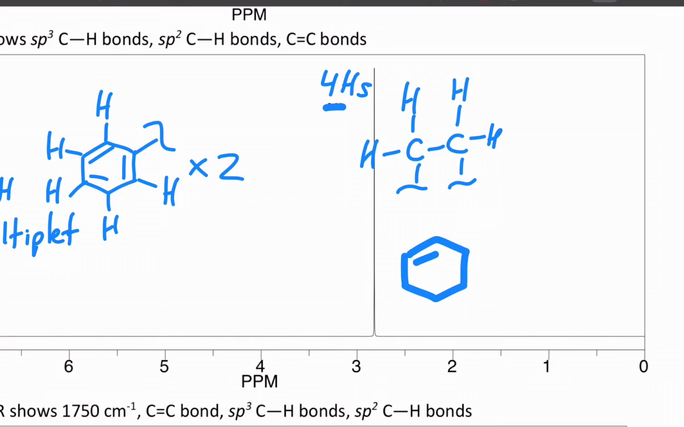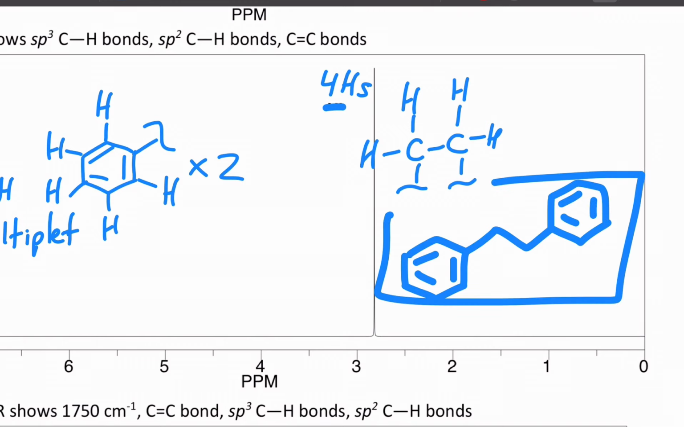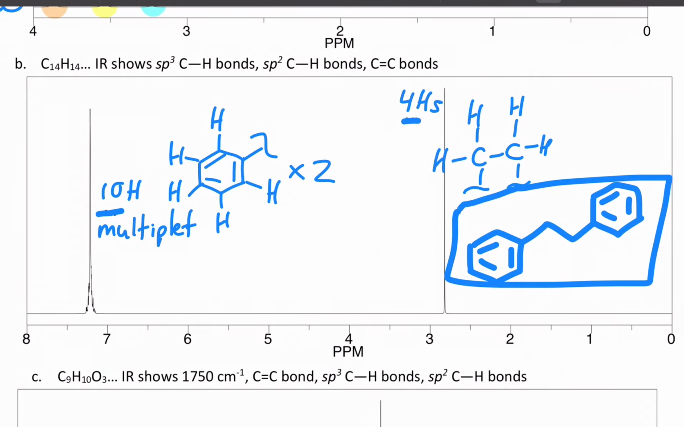That would be a benzene, CH2, and another benzene attached. And remember, there's no splitting with the hydrogens in the middle because they are identical to their neighboring hydrogens, so they show up as a singlet in the spectrum. Okay, that's the first 2.